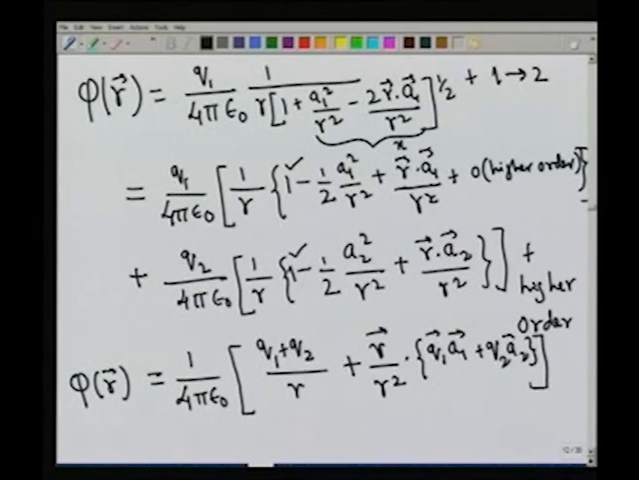So I have made another goof up in my notation. So let me quickly correct that. The correct thing is Q1 A1 plus Q2 A2, and then I am going to drop the next higher order term, which is of the order 1 over R cubed. We are not interested in that. This is the order 1 over R cubed.